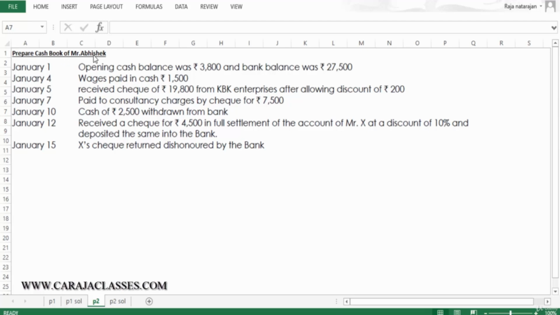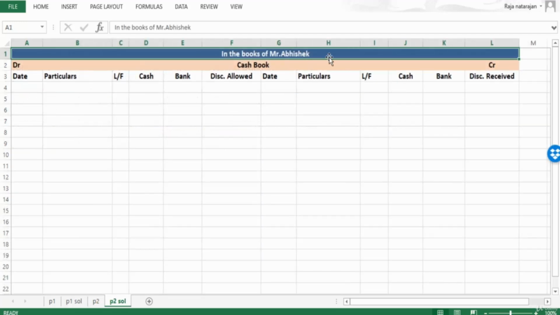Prepare cash book of Mr. Abhishek for the transactions between Jan 1 to 15. We have various transactions: cash balance, bank balance, some discounts allowed, discount received, all this we can see. So we'll go with the triple column cash book where we'll have separate columns for cash, bank, discount allowed, discount received. Okay, so in the books of Mr. Abhishek, cash book.